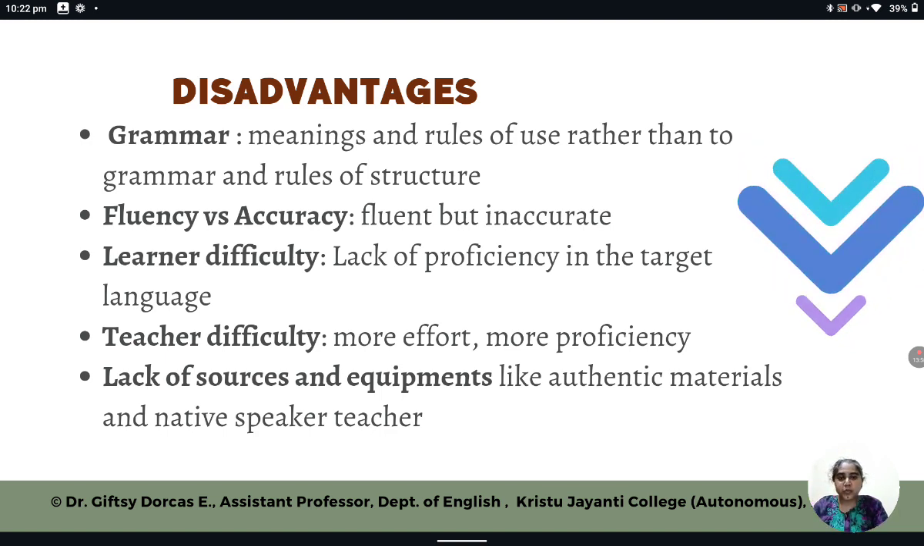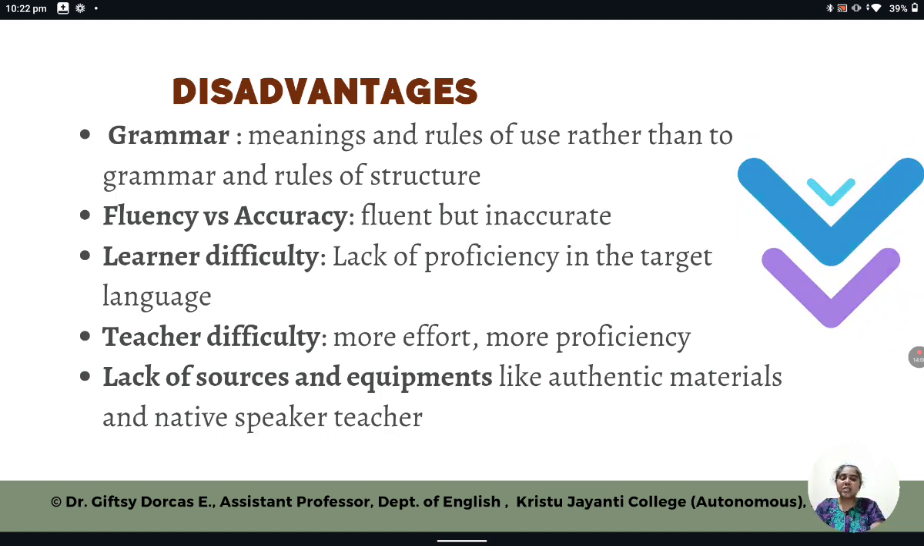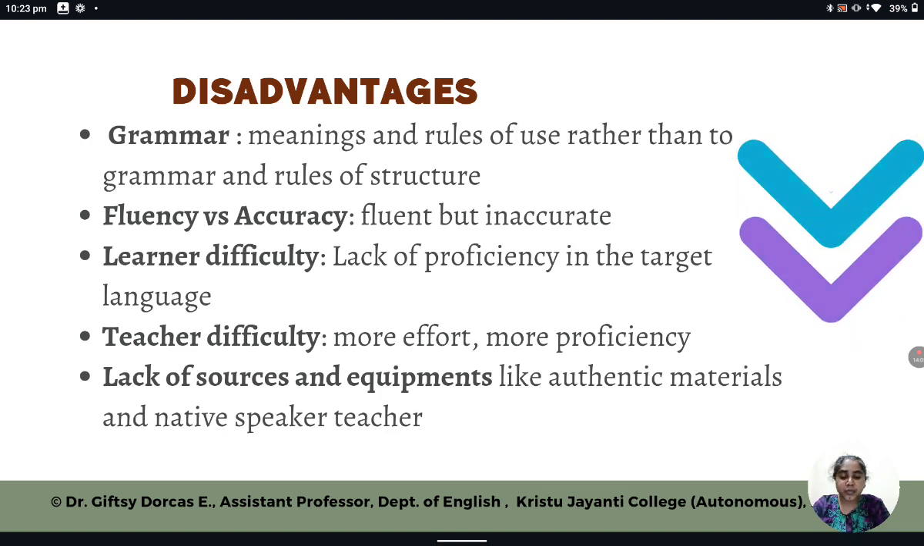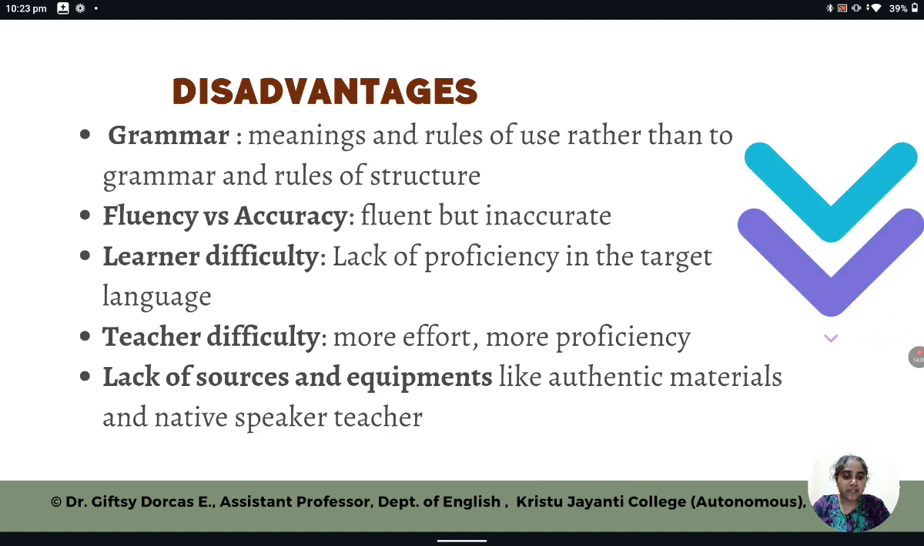So I hope all of you were able to understand the communicative language teaching method, and even in our classrooms we do now incorporate the communicative language teaching method, which is still a very effective method.